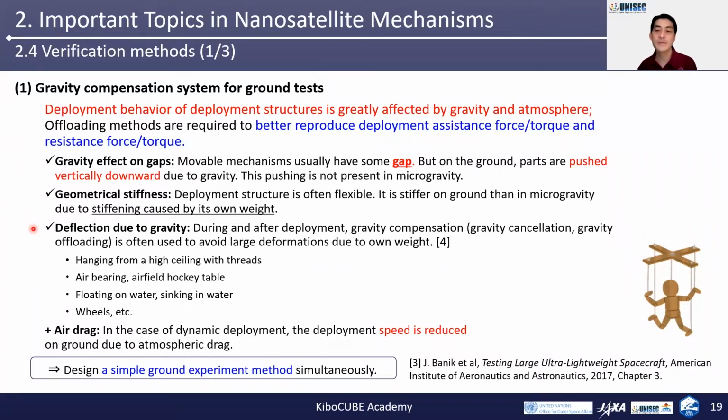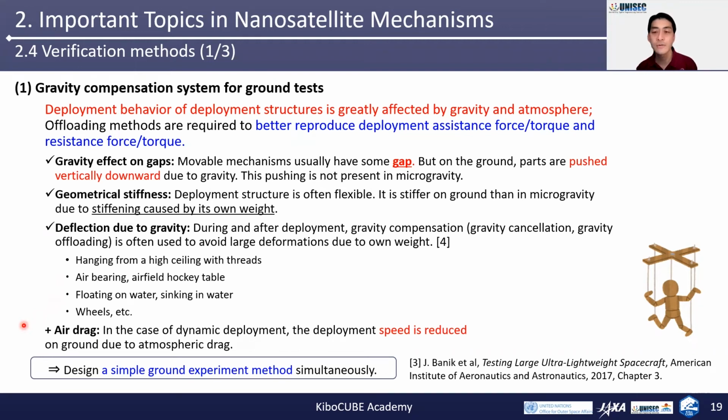Typically, for this reason, during and after deployment, gravity compensation or gravity cancellation, gravity offloading is often used to avoid large deformation due to its own weight. Methods include hanging from a high ceiling with threads, floating using air-bearing, air-filled hockey table, floating on water, or sinking in water, or you may use wheels and other methods.